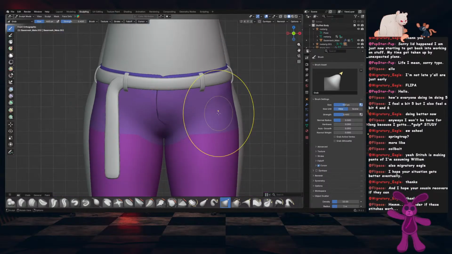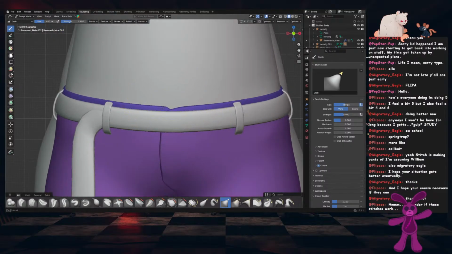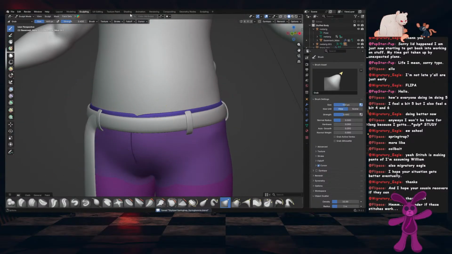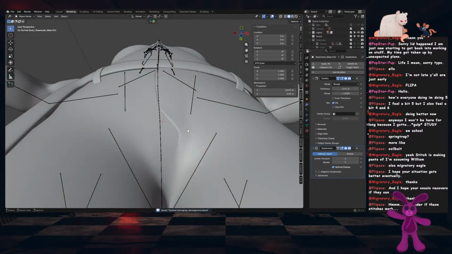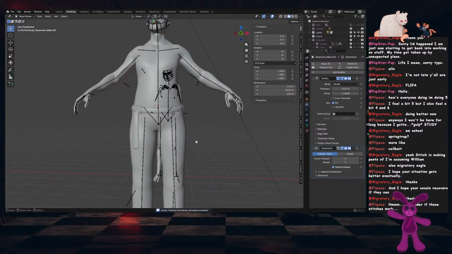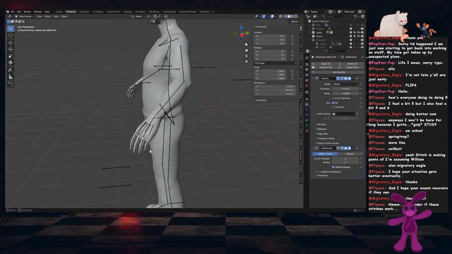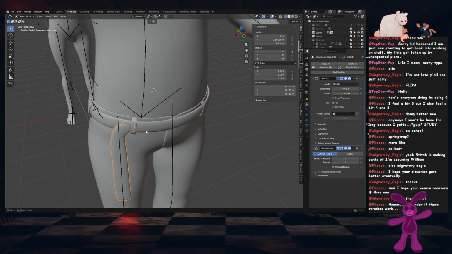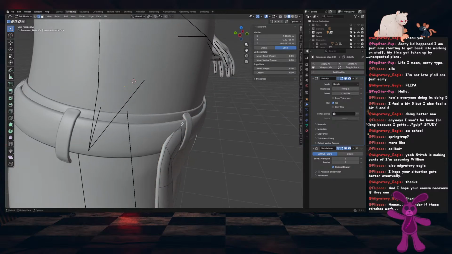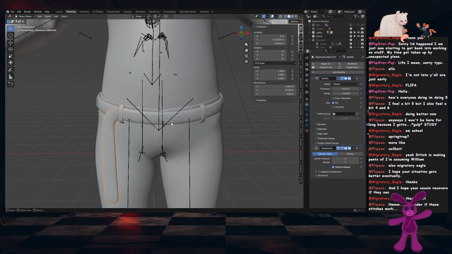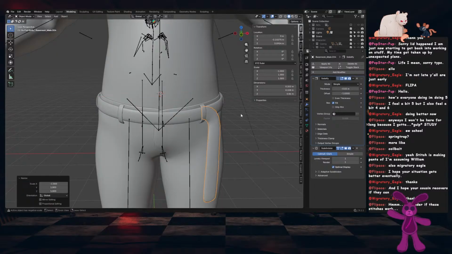I wonder if these stitches work. Oh. You should be on this side.